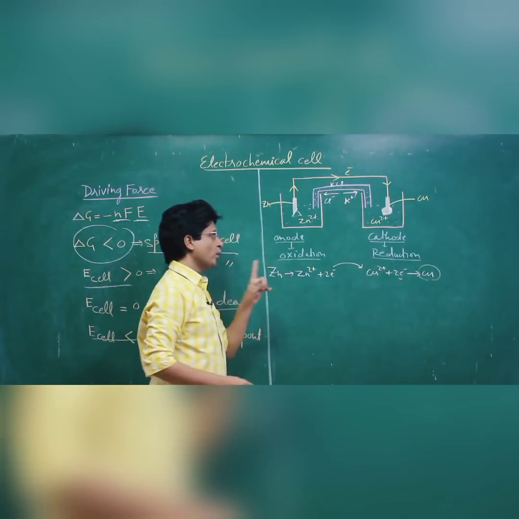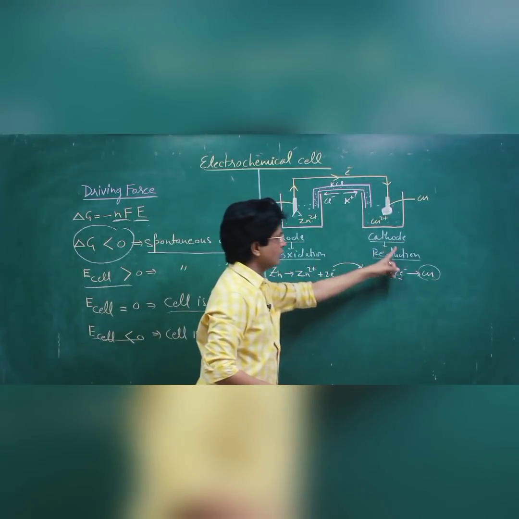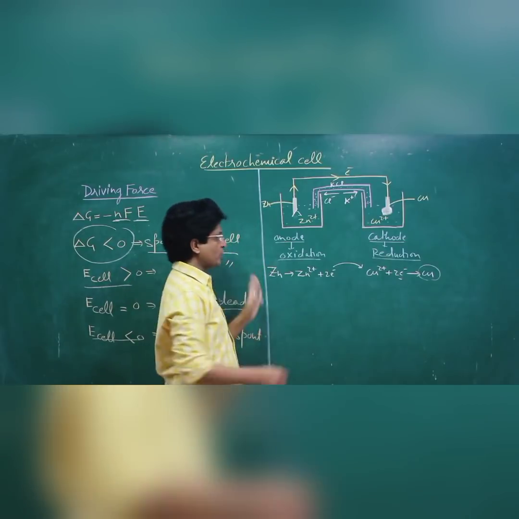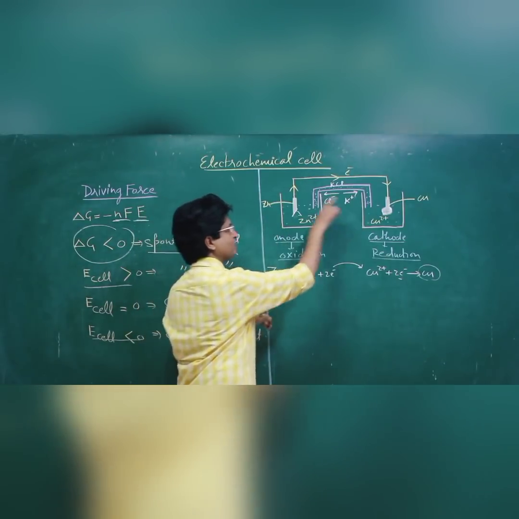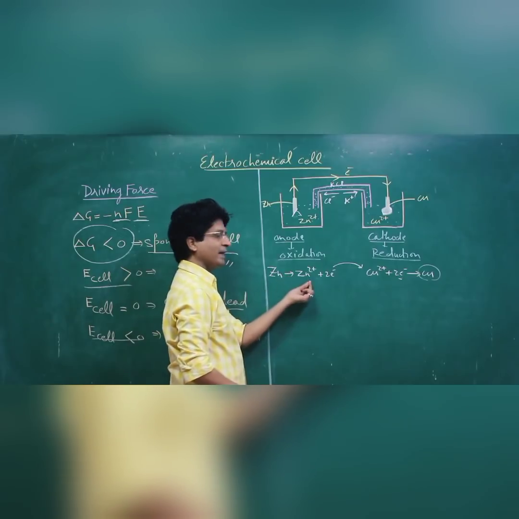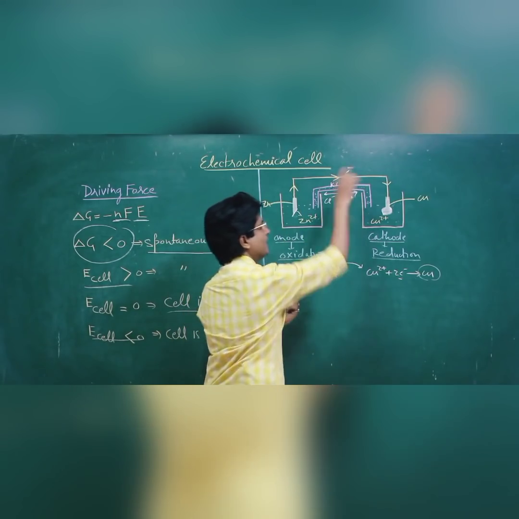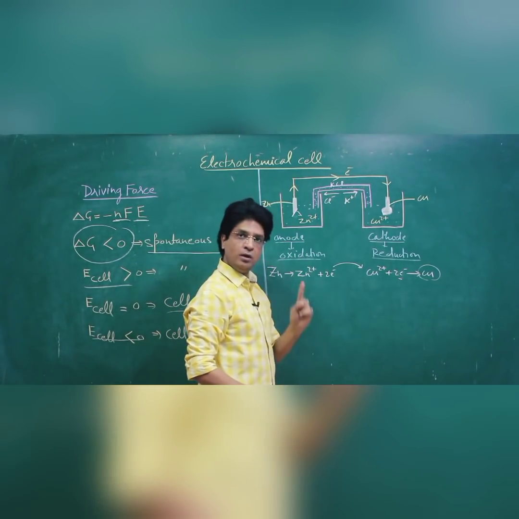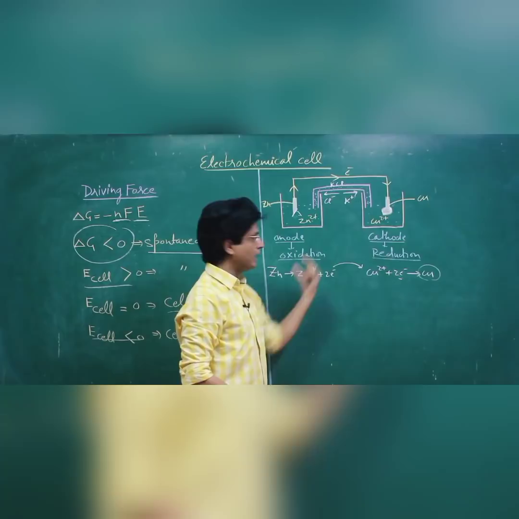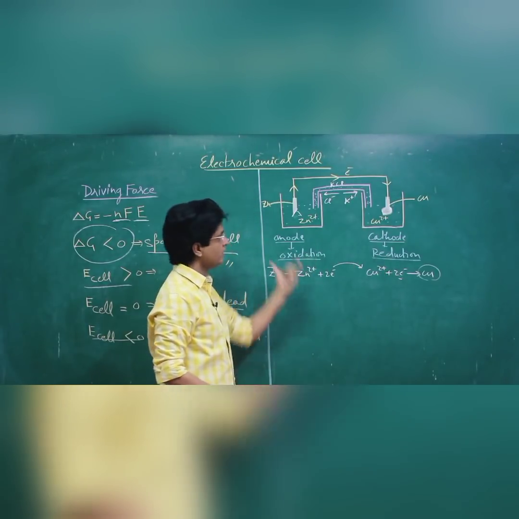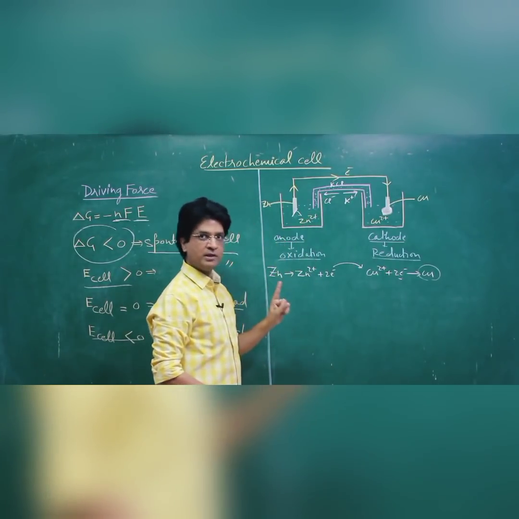Remember that at anode we always have oxidation and at cathode we always have reduction. So you can see that we are having a spontaneous chemical reaction, zinc going to zinc ions, copper ions going to copper, and we are having electrons as well. The flow of electrons is called current. We are producing electricity with the help of a spontaneous chemical reaction. So this is an example of electrochemical cell.